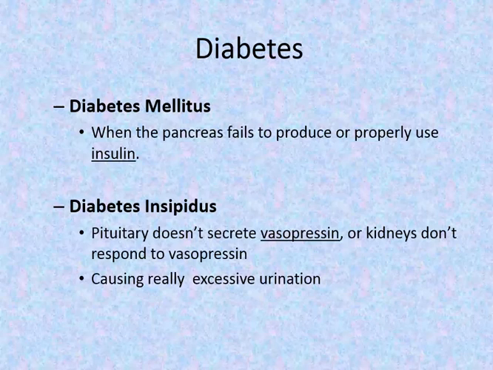Another type of diabetes I want you aware of is called diabetes insipidus. This has nothing to do with insulin or glucagon. It deals with another hormone that's called vasopressin. And vasopressin has an effect on your blood pressure. Okay, and the kidneys don't respond to it. And when they don't respond to it, it can cause really excessive urination.